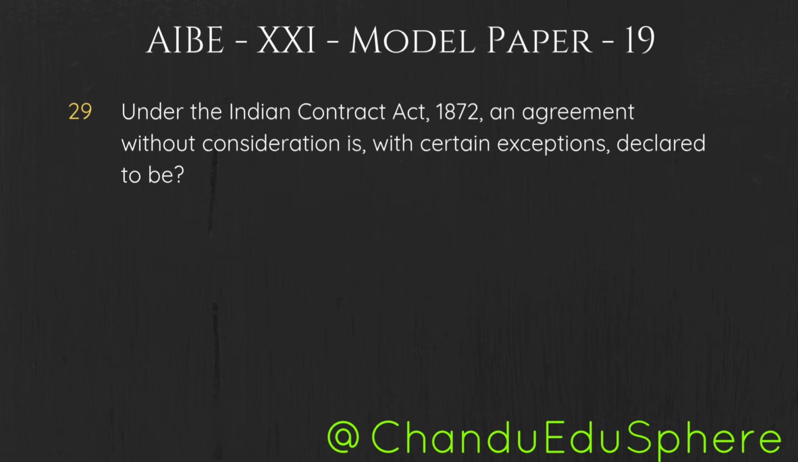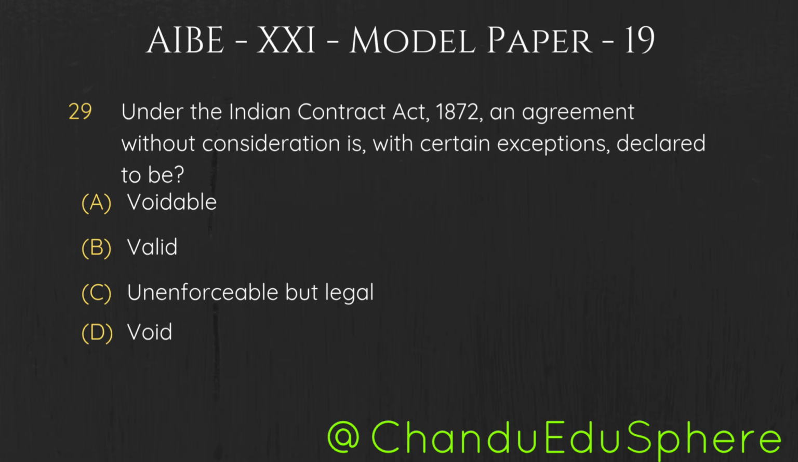Under the Indian Contract Act 1872, an agreement without consideration, with certain exceptions, is declared to be void. Section 25 of the Indian Contract Act 1872 declares that an agreement without consideration is void, save for the statutory exceptions of natural love and affection, past voluntary services, and time-barred debts. Choice D is the right choice.